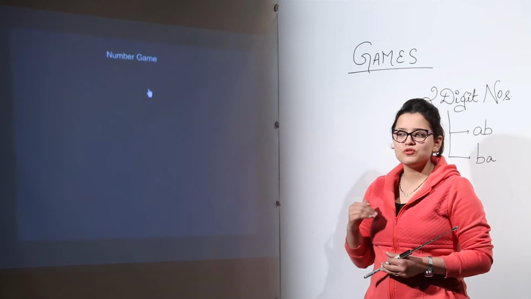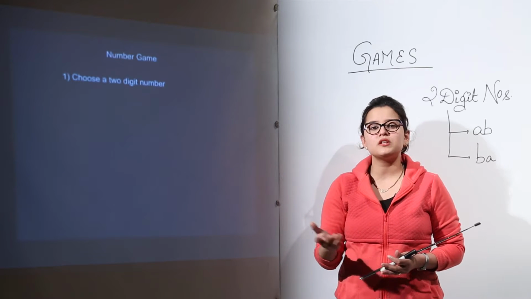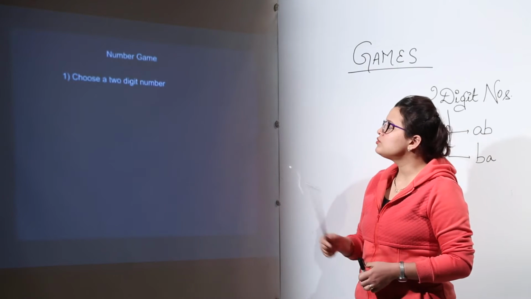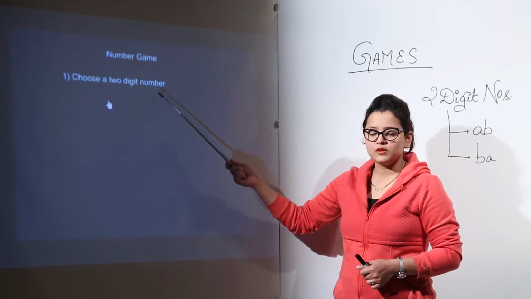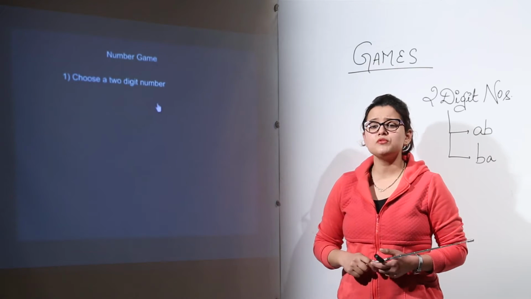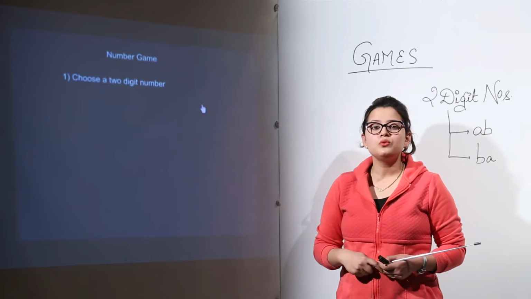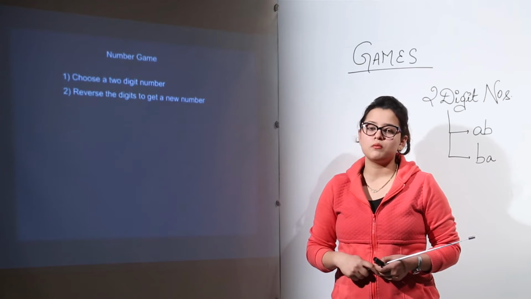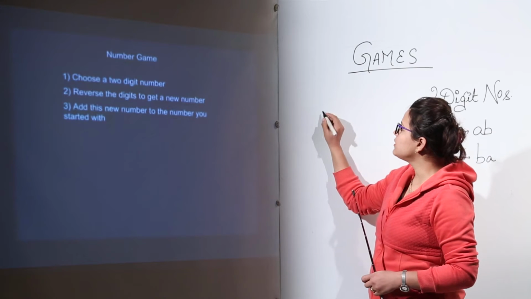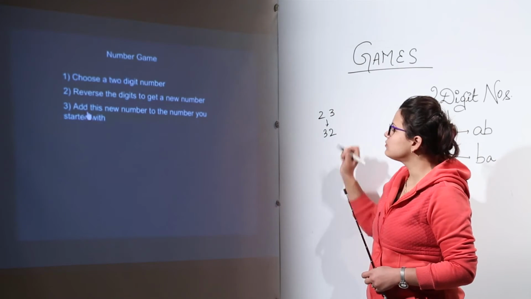So for this game I would suggest you take 5 people with you. That could be your friends or your relatives, right? Take 5 people and ask them to choose a 2-digit number. Now once the 2-digit number has been chosen, ask them to write it down on a piece of paper. Next step would be to reverse the 2-digit number. That means if the number has been taken as 23 earlier, they can reverse the number as 32, right?